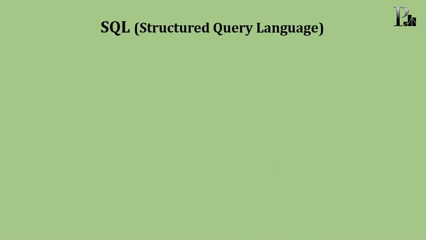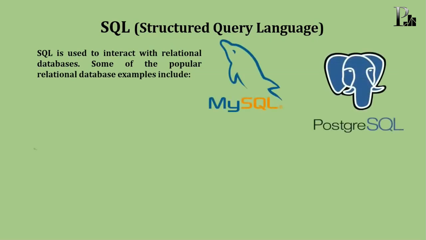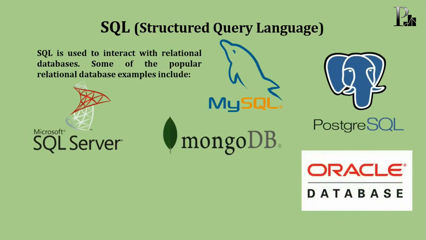So wetin come be SQL? Well, we don talk am before say SQL stands for Structured Query Language, and na im be the standardized language for interacting with relational database management systems. Some examples of the popular relational database are MySQL, PostgreSQL, Microsoft SQL Server, MongoDB, Oracle Database, Apache Cassandra, and MariaDB.